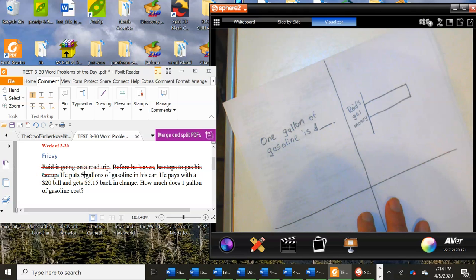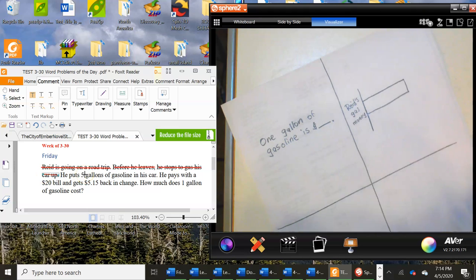Now here comes some stuff that we will probably need. He puts 5 gallons of gasoline in his car. Now I read this problem already, so I know that that's not all that his money is going toward. So before I divide up the unit bar into 5 parts, I'm going to keep reading to see what else I need to do. So I'm going to leave that uncrossed out. I'm going to skip and go to the next sentence and then come back to it.